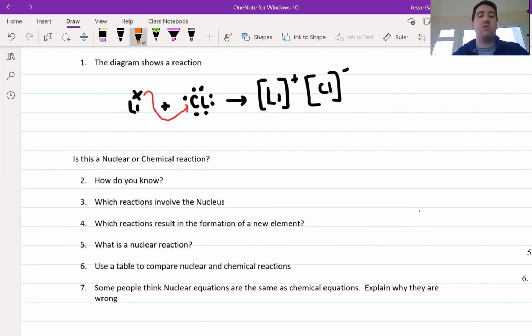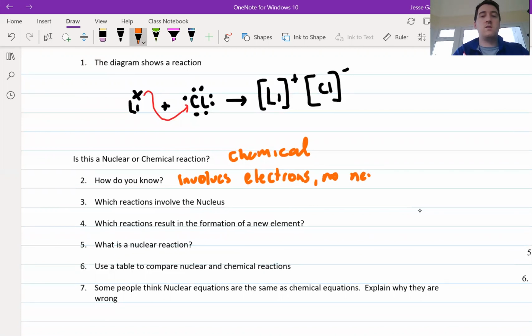The first one, is this a nuclear or a chemical reaction? Hopefully you recognize that it's a chemical reaction. Next one, how do you know? Well, it involves electrons, as you see here, and there's no new elements formed. There's no change to the nucleus. You could literally use any of those examples that we talked about: involves electrons, no new elements, no change to the nucleus, and no nuclear energy given out.